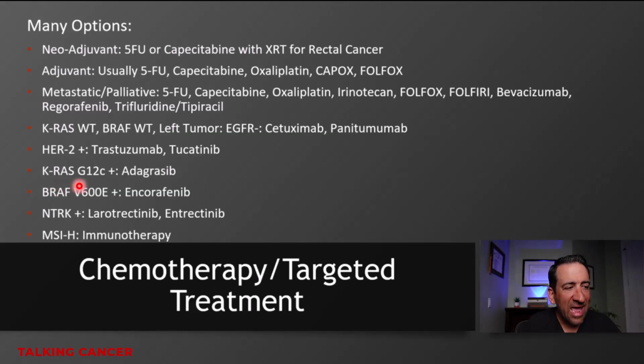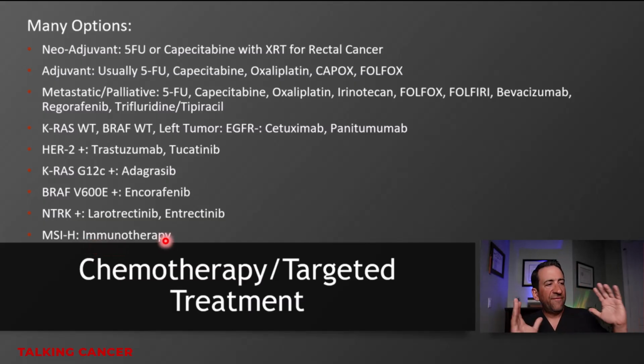If you have a KRAS G12C, don't freak out. They're going to do these tests on you, and they will tell you, yes, you have a KRAS, and yes, it's a G12C. It's very simple. Either you have it or you don't. And if you do, you're a candidate for this medication. If you have a BRAF V600E, you're a candidate for this medication. If you have an NTRK mutation, you're a candidate for these medications. And if you are microsatellite instability high, or MSI high, you're a candidate for immunotherapy.